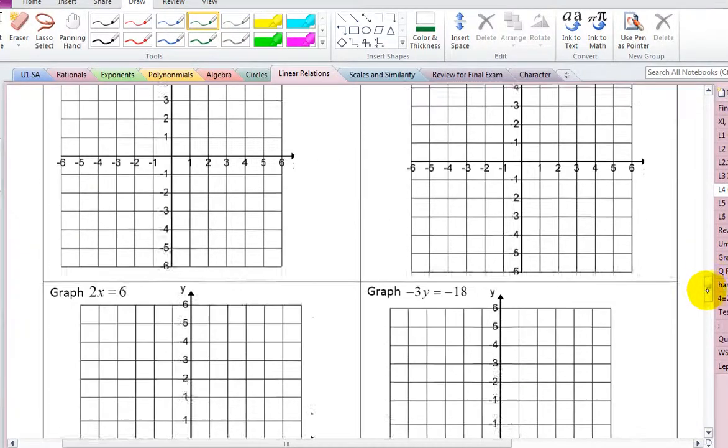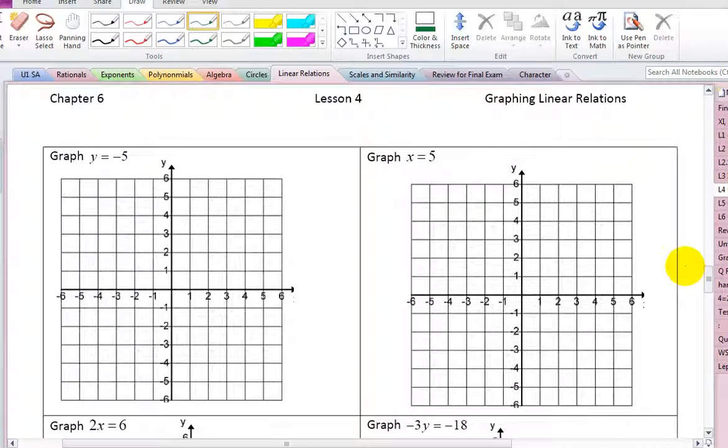Turn it over. Graph. Go ahead, do graph y equals -5, x equals 5. Graph those real quick. Turn it over if you're unsure. So y equals -5 is happening all the way down here at the bottom. All those points have a y equals -5 value. And so that's going to be your line. Okay. Y equals -5.